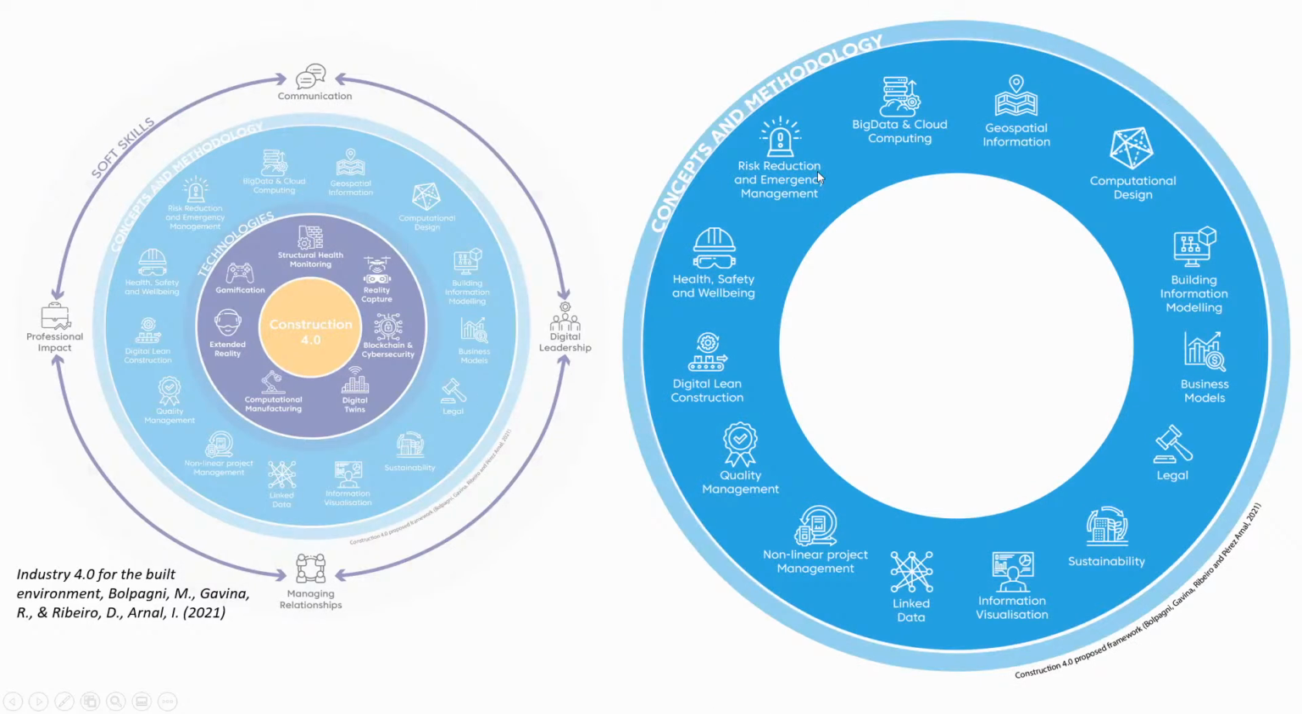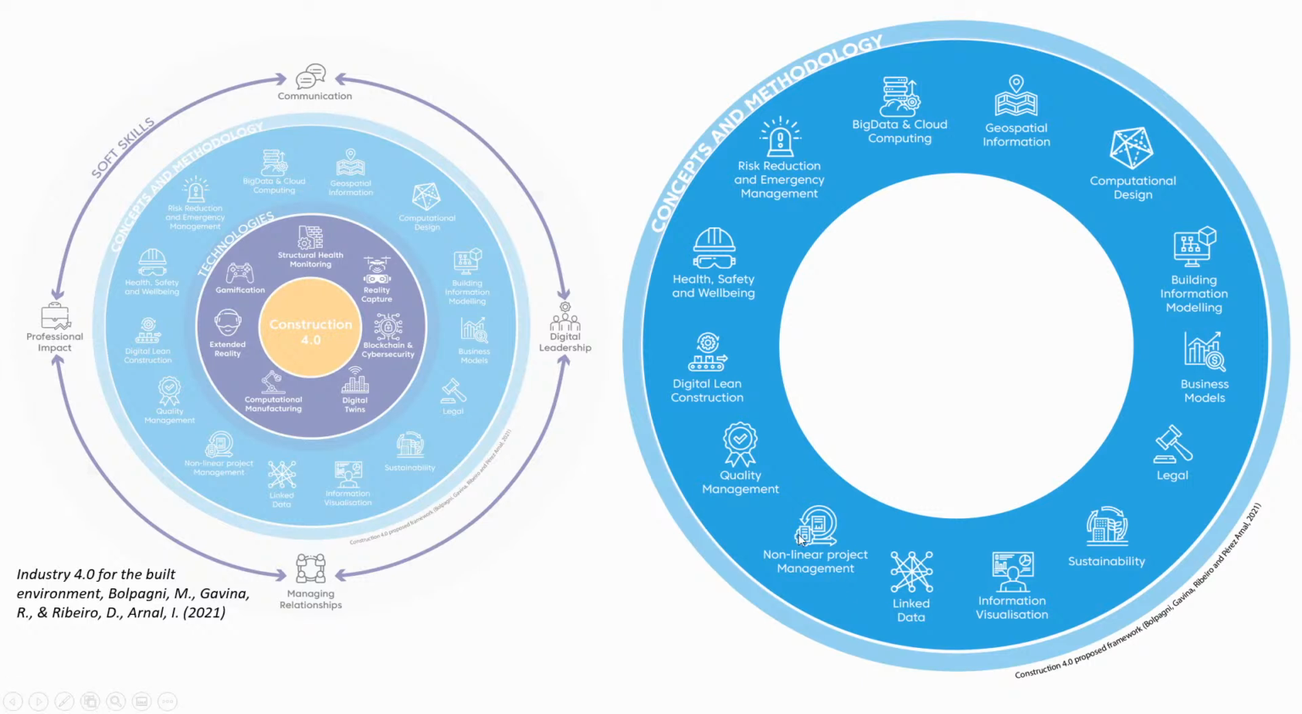Then we have what we call concepts and methodology, and the difference between technology and methodology can sometimes vary, but you can see here that we have GIS, computational design, BIM, of course, new business models, the legal aspect that you, Nicholas, mentioned, sustainability, and information visualization. Also, there is a chapter just about how we can optimize the way we create our visual representation dashboards and so on, because it's so important.